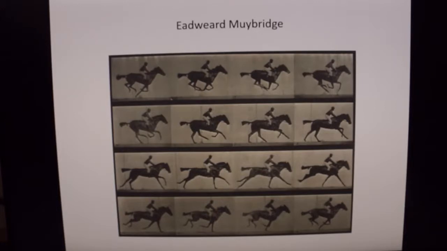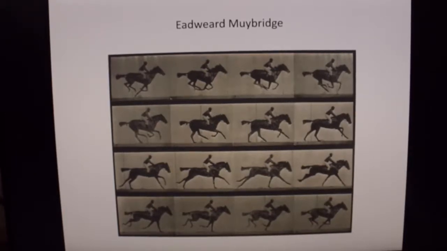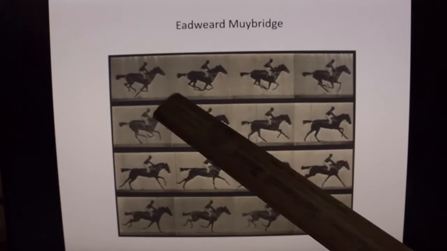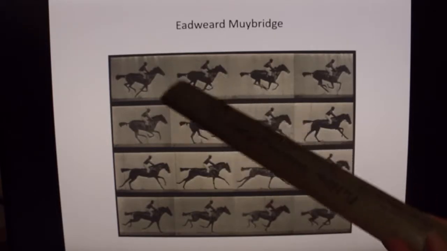The person who really was, I guess he was more of a scientist than a photographer, was Eadweard Muybridge. And Muybridge photographed one of his friend's horses to prove to him that the horse's feet, all four of them, do indeed leave the ground. And you can see that right here. All right, see that in this frame?